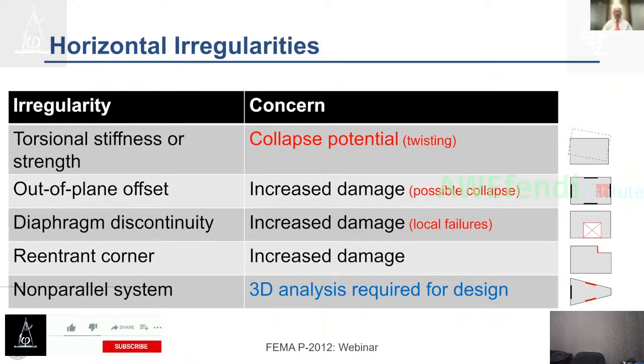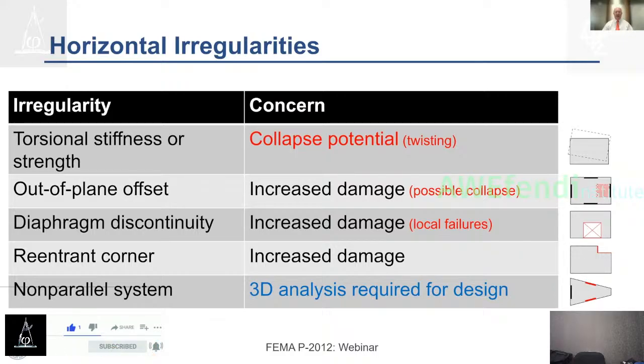So the project looked at the horizontal irregularities that are defined and ranked them in order of importance as they might relate to collapse. And on the right side, you'll see just some little plan view cartoons. You'll see similar cartoons later so that we can make sure that we understand what we're talking about. But in the case of horizontal irregularities, each of these is a plan. And if there is some twisting response in the building due to torsional stiffness or strength characteristics, there is a greater chance of collapse.